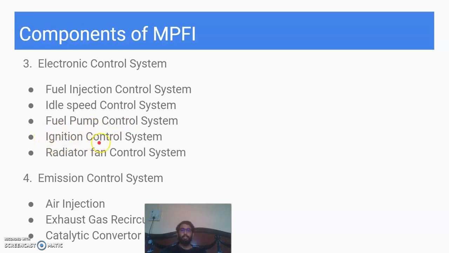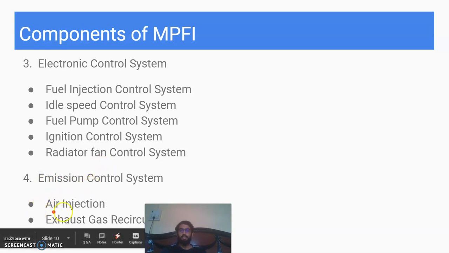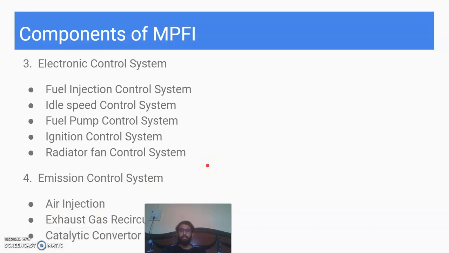And there is the ignition control system, which controls the spark timing and the ignition inside the combustion chamber. And there is the radiator fan control system, which controls the switching of the radiator fan. And the fourth one is the emission control system, which has air injection. So the secondary air is injected into the exhaust so that the half-burnt or semi-burnt or unburnt hydrocarbons can be burnt easily.